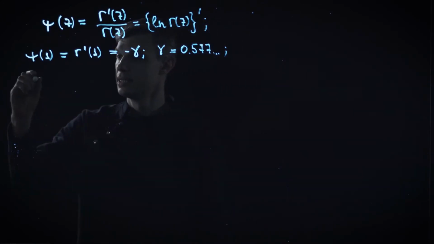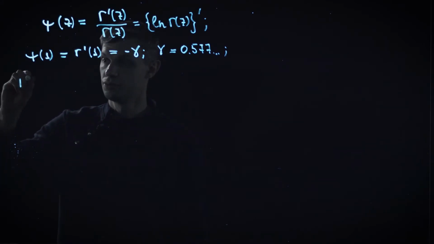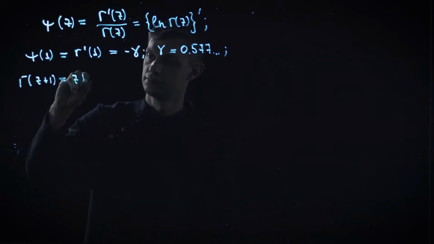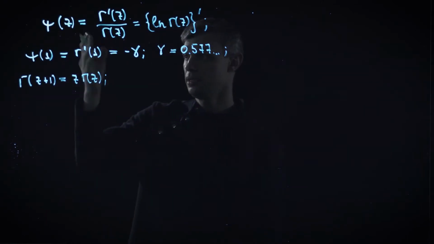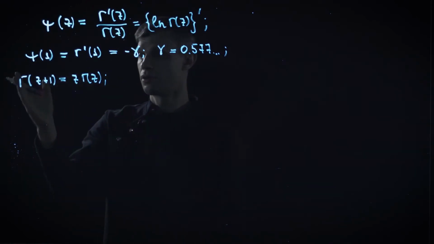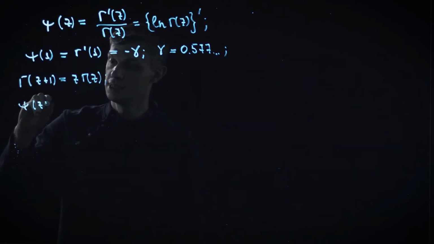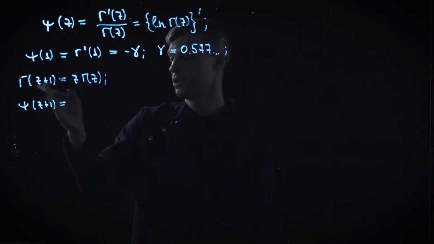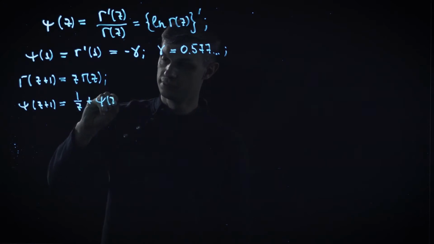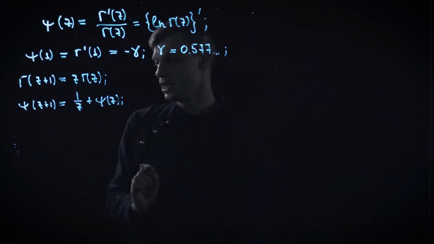Right. So next, let's recall some basic properties of the gamma function, for example, its factorial property. And let's write down the corresponding property of the digamma function. So we just take the logarithm of both the left-hand side and the right-hand side and differentiate, and get psi of z plus 1 equals 1 over z plus psi of z. So here is the recurrence, the chain rule, for the digamma function.